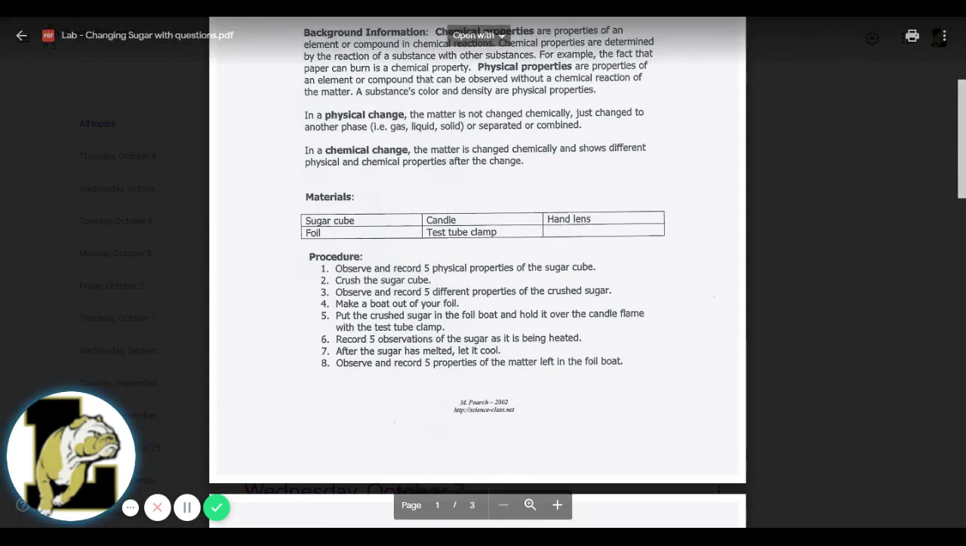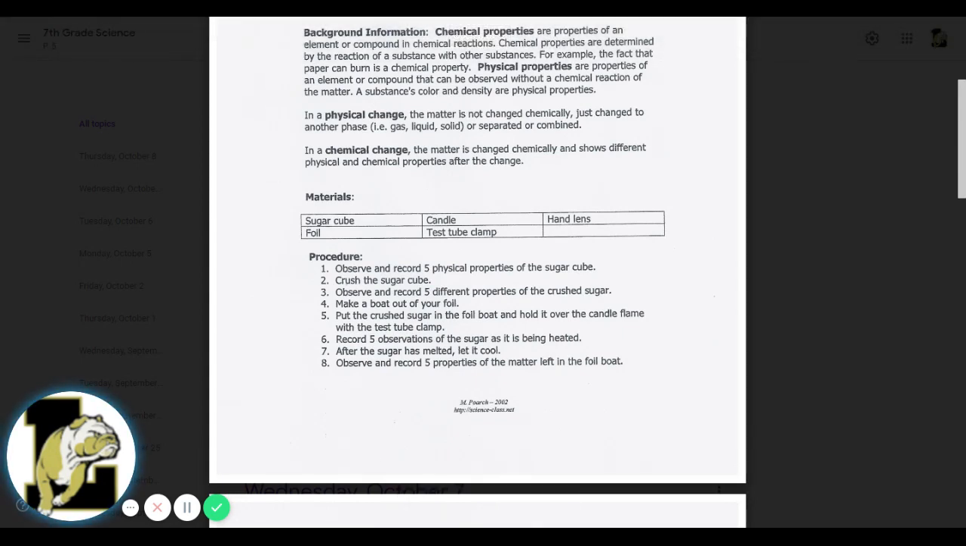Basically, you're going to make a small little bowl out of tin foil. Or if you want to think about it as a boat, make it so the sugar is not going to fall out of the tin foil. You're going to place the tin foil on top of a lit candle. Don't put it in the flame, just put it above the flame. Make sure you're using something so you don't have to touch the tin foil and burn yourself. And then you're going to observe what happens.